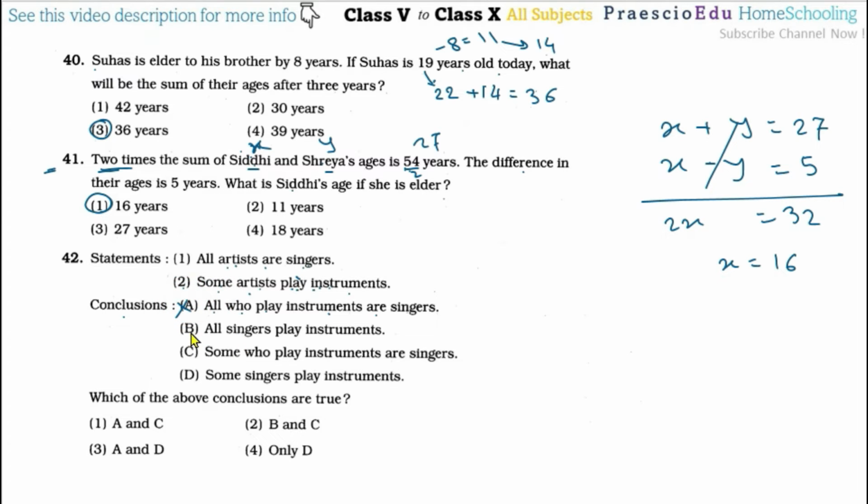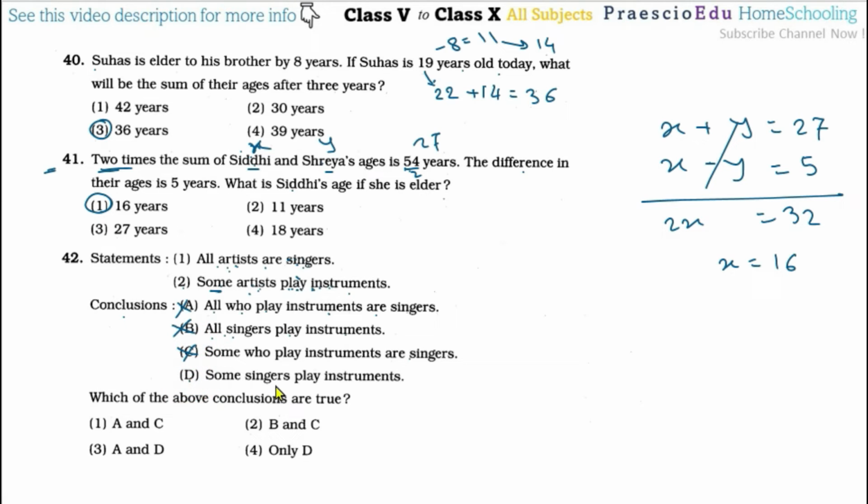Then conclusion B: all singers play instruments. All singers are playing instruments. No, because here all artists are singers, but some artists, meaning some singers, are playing instruments, and here all is mentioned, so this is also incorrect. Then conclusion C: some who play instruments are the artists. Okay, so some who play instruments are the singers, so this is incorrect.